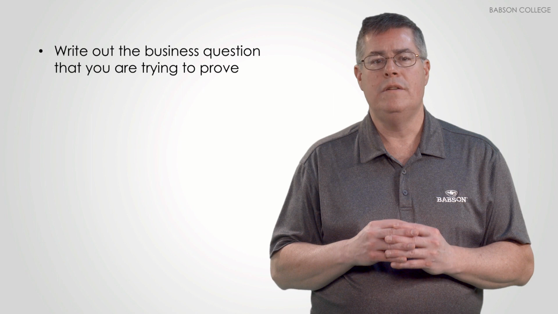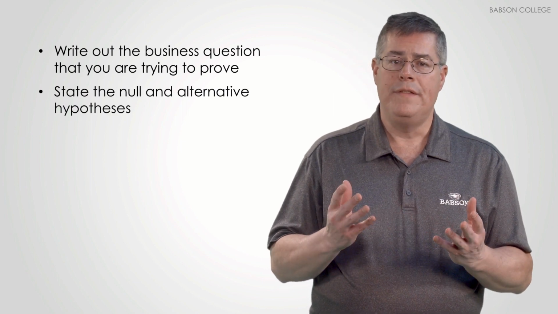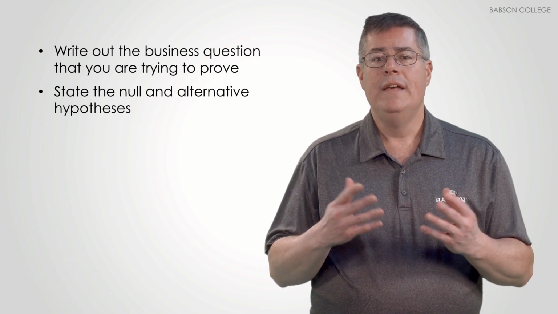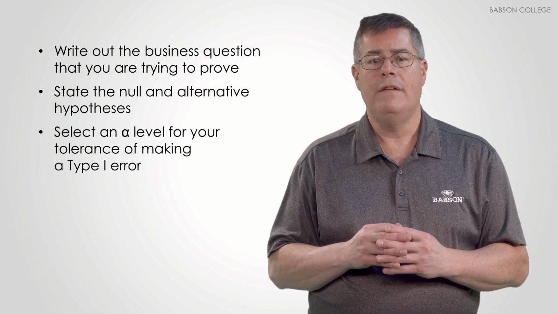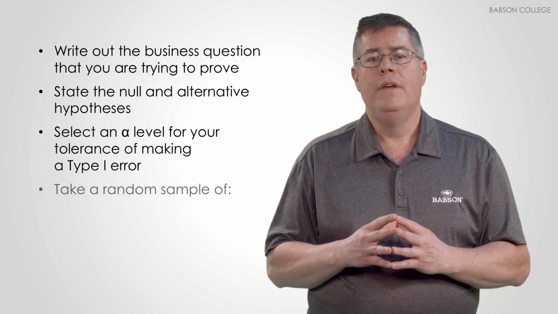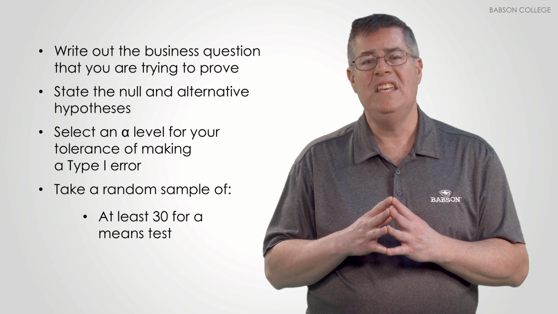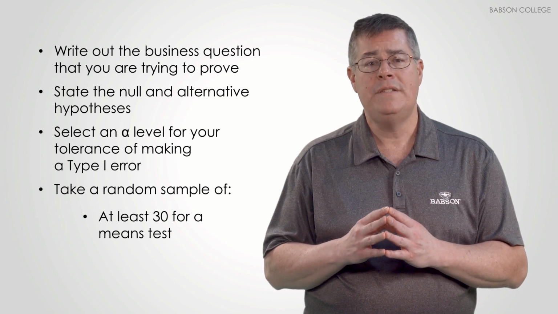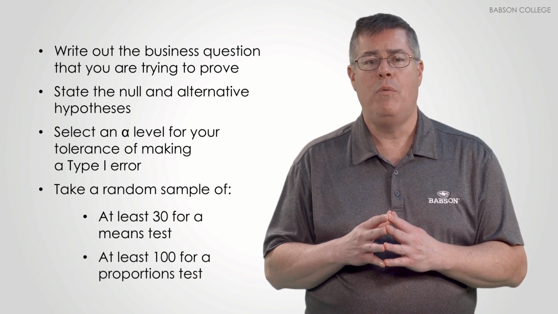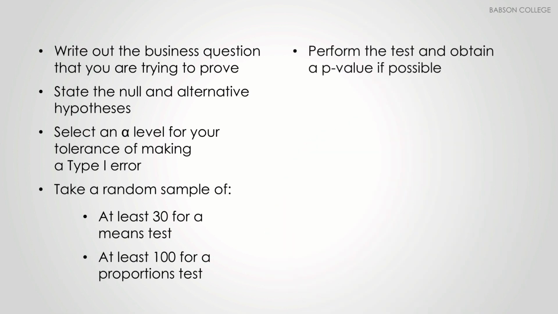First, you write out the business question that you're trying to prove. Then, state the null and alternative hypotheses. After that, select an alpha level for your tolerance of making a type 1 error. At this point, you go and take a random sample of, just for purposes, at least 30 for a means test and at least 100 for a proportions test. Once you have your sample, you will perform the test and obtain the p-value if possible.